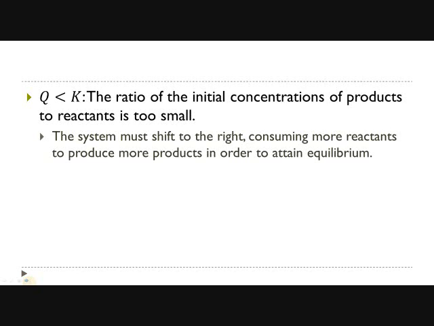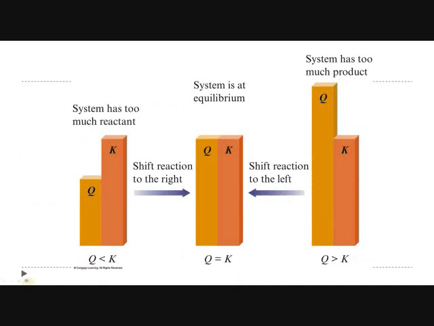Okay? So if Q is less than K, that means that the ratio is too small, so we are going to shift right. And that's, again, because of our products over reactants. That means that the products are not big enough this time, and so then you want to shift to make more products to make that numerator bigger. This is a nice little graph picture to help you. I did include it in your note packet to help you see what to do in each situation.